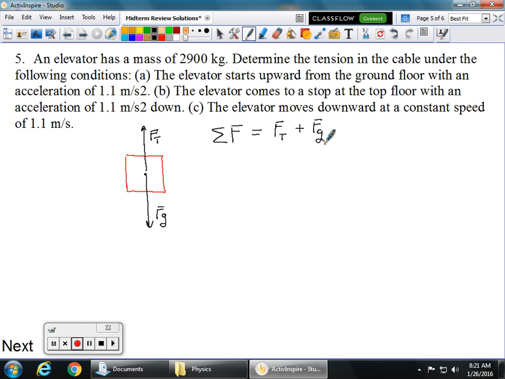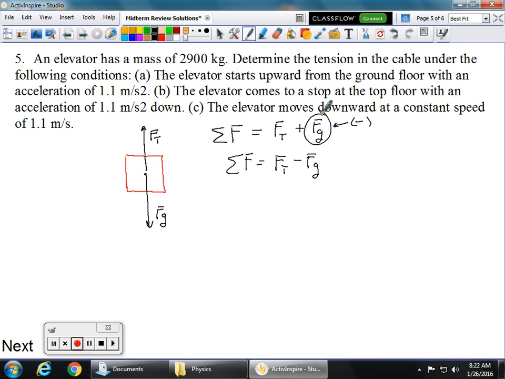Now, since tension is up and gravity is down, gravity is always going to be a negative because it's in the downward direction. So some people write this as Ft minus Fg is equal to the sum of the forces. You just need to understand why that minus is there: gravity's pulling down and the tension is pulling up. It's directional. So both of these are correct if you understand that in the first case, this is going to be a negative number. Okay? So let's talk about part A.